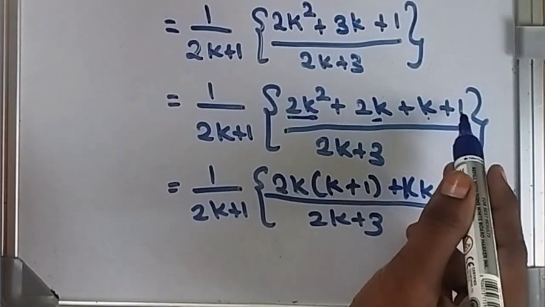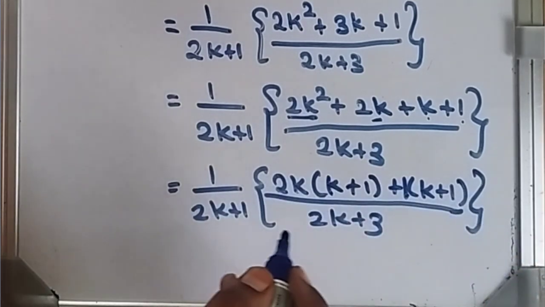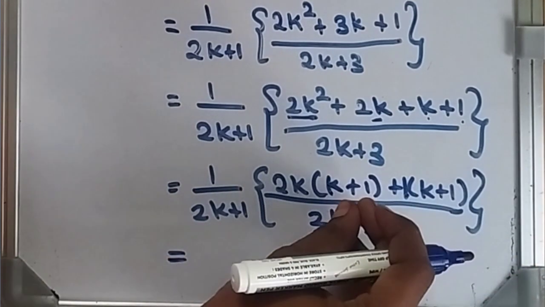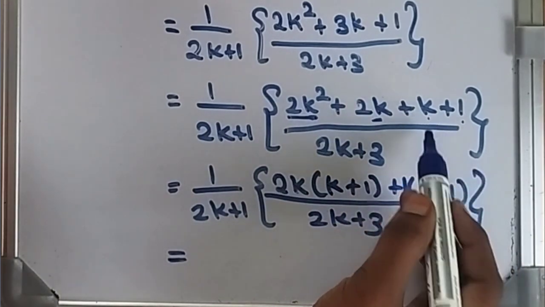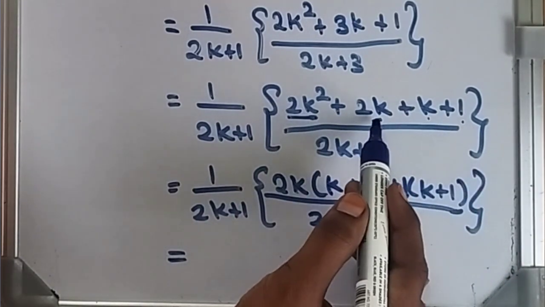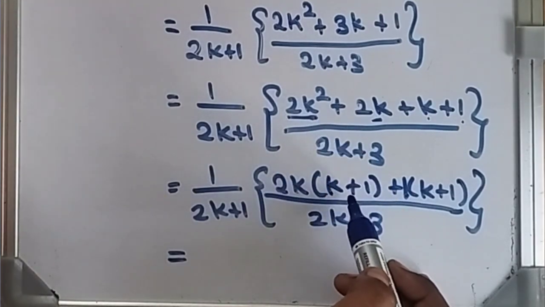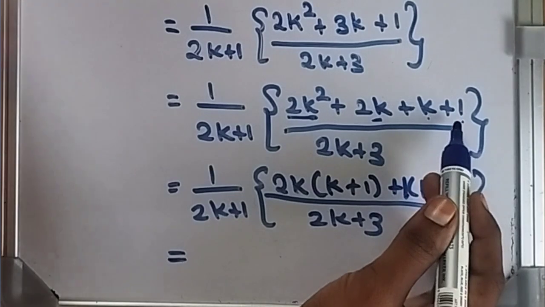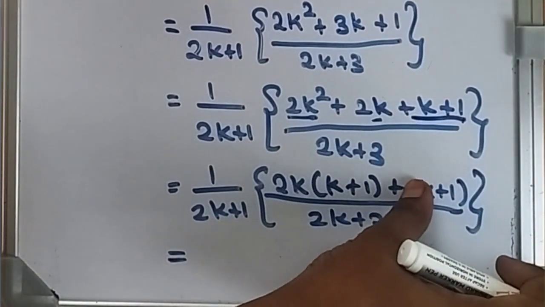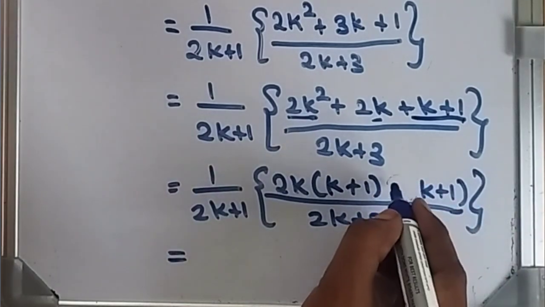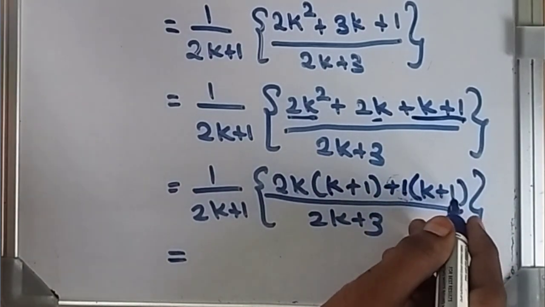So I am taking 1 as common. It will remain k plus 1. So this term will also contain a k plus 1 term. This term also contains a k plus 1 term. So how does it come? It comes from this equation. Here we take 2k as common, so the remaining term will be k plus 1. Here, from these terms, I take out 1 as common. You can write it clearly. So we are taking 1 as common, so it will become k plus 1.